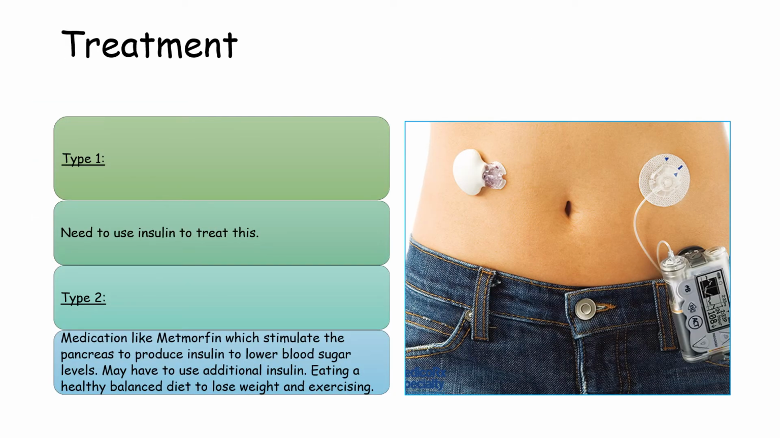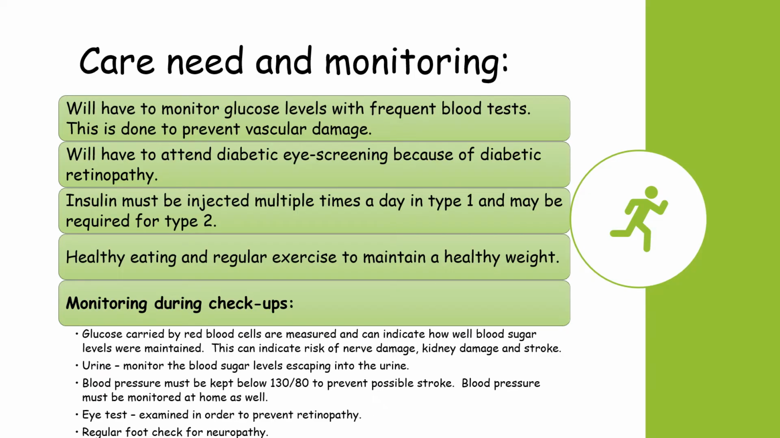Make sure you've had a look at the different types of insulin pumps that are available and where and how they're attached, or how people are expected to take their blood sugar levels daily before food. And for type 2 diabetes, a medication like metformin, which stimulates the pancreas to produce insulin, is often used. So how is diabetes monitored?